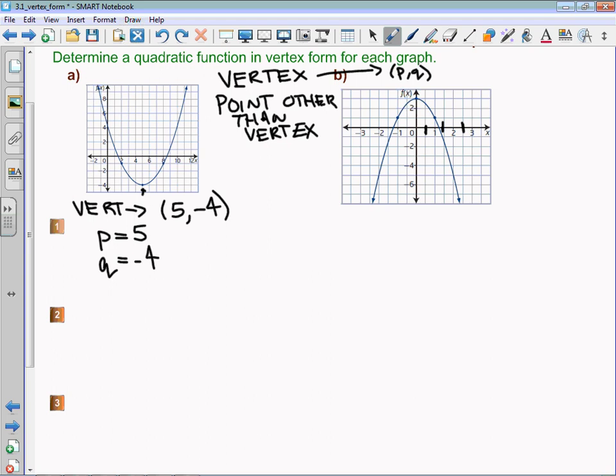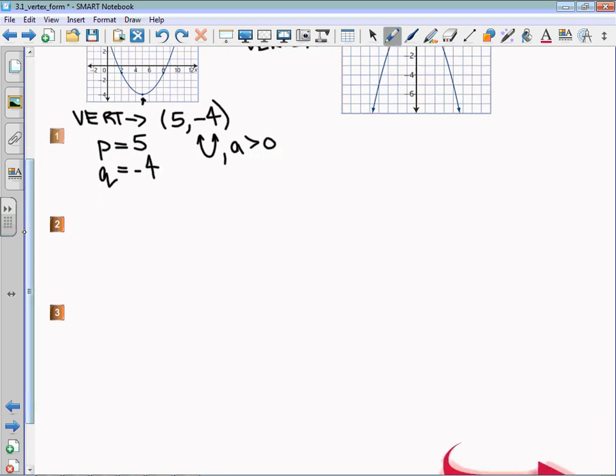The only other thing I'd like to be able to identify directly from the graph without doing any math is that we do know that because the parabola opens up, A must be greater than 0. And that's fine. The reality is that limits the answer, but not a lot. There's technically infinite numbers that are greater than 0. But if nothing else, it gives us a bit of a check and balance from when we're actually solving using an algebraic technique. So if I know what the vertex is, I'm going to put my function down here.